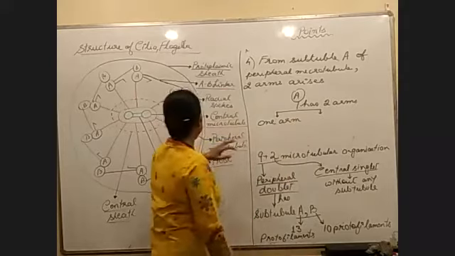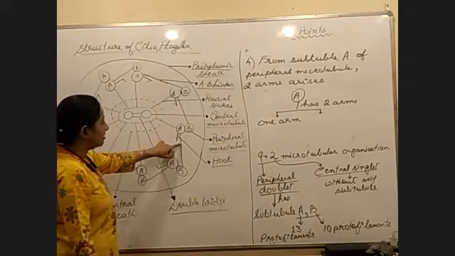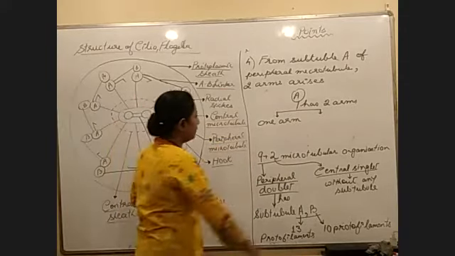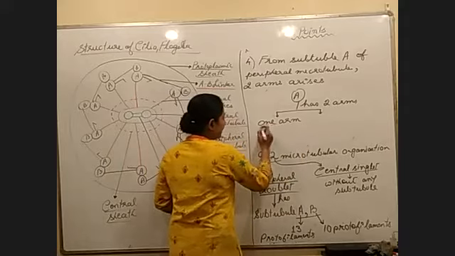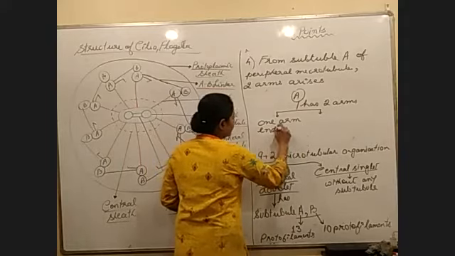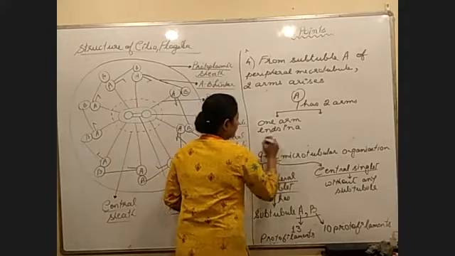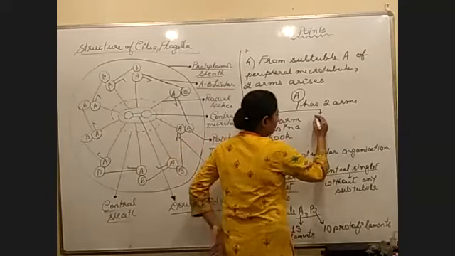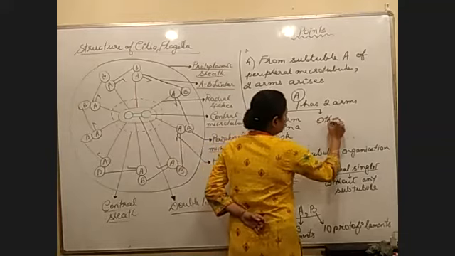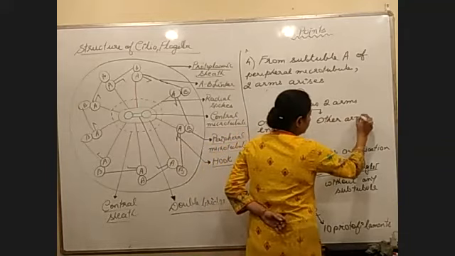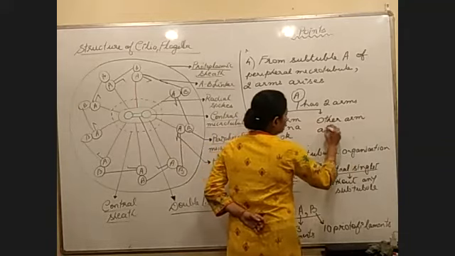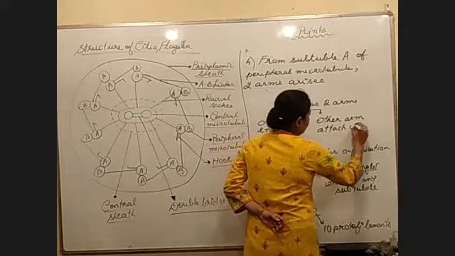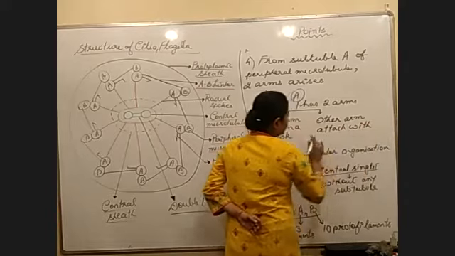So subtubule A has two arms. I think it's clear in the diagram. One arm ends in a hook, a hook-like structure, and the other arm is attached to microtubule B.